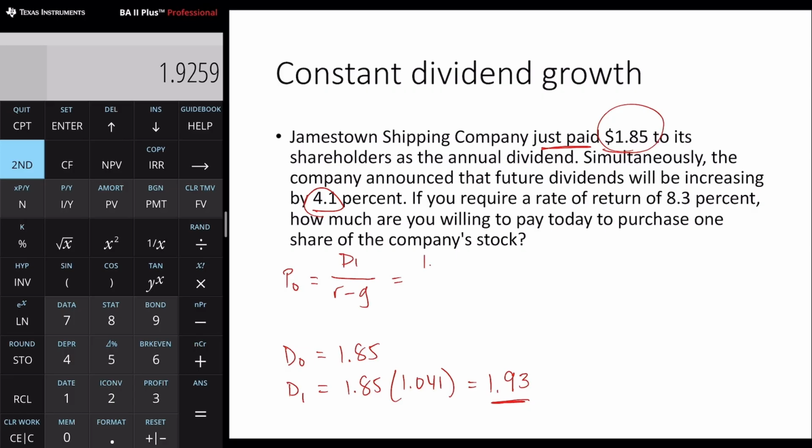So let's do that. We'll say 1.93 divided by the required return, which is 8.3%, so 0.083, minus the dividend growth rate, which is 0.041. All right, so 0.083 minus 0.041 equals 0.042. So then we just take 1.93 divided by 0.042, and that gives us 45.95. And that's our answer.